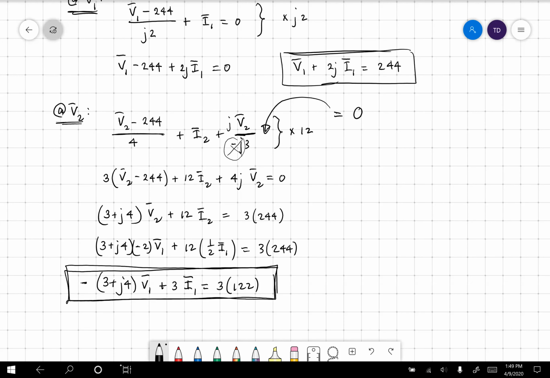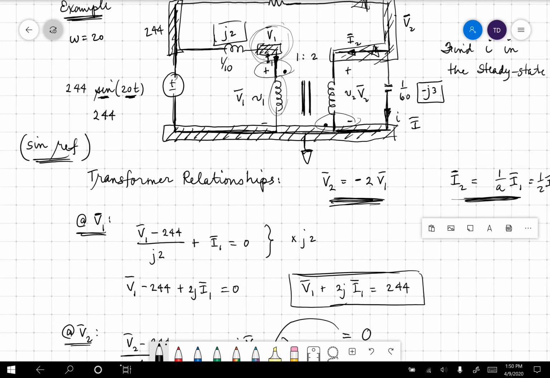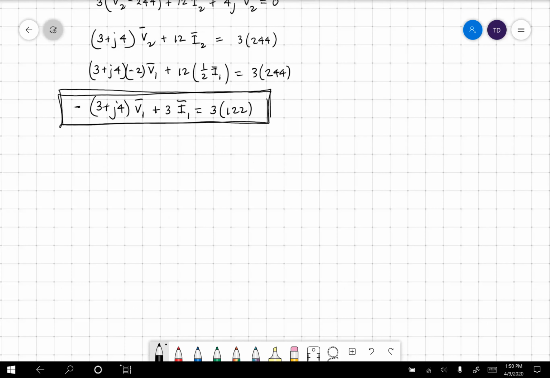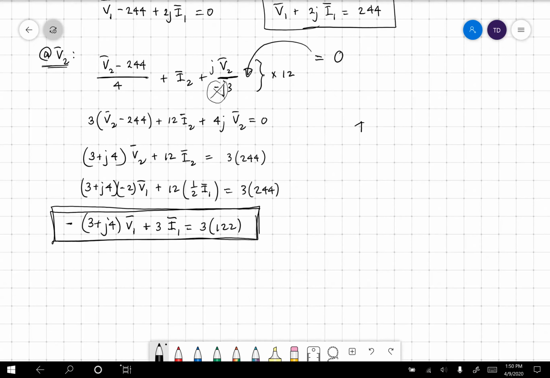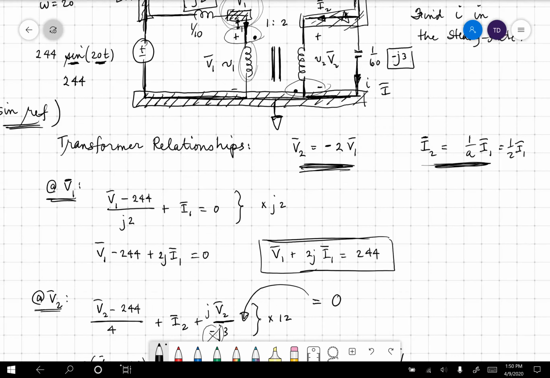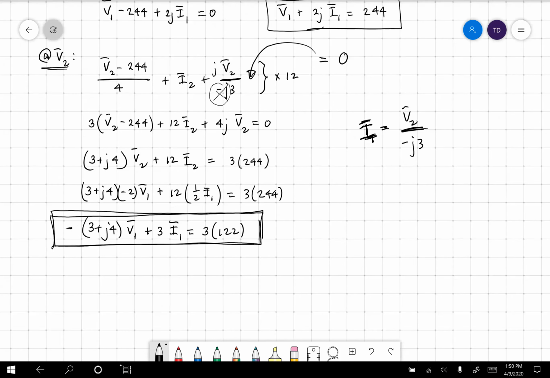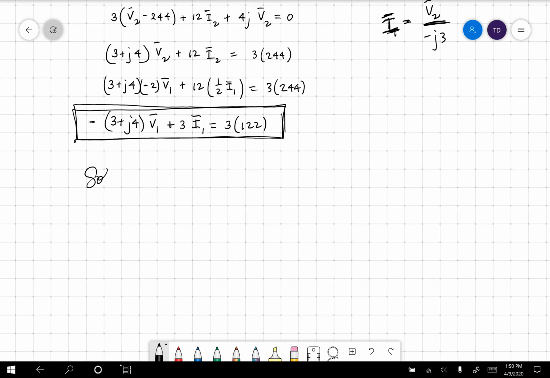So we can solve. What would we solve for? Remember what we're solving for in this problem. We want I phasor. So let's recall I phasor equals V2 divided by, what was that, minus J3 or minus J2? Minus J3. So we need to solve for V1 because V1 is related to V2. So solve the two equations for V1.